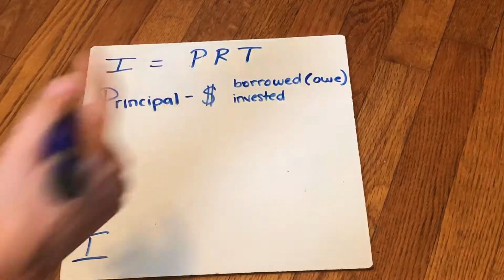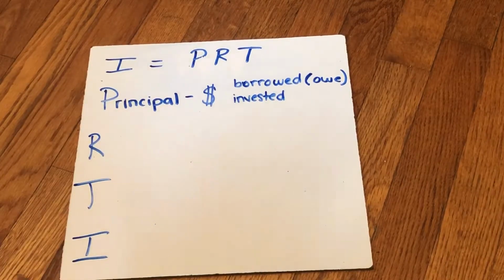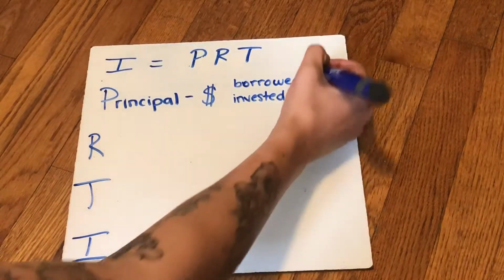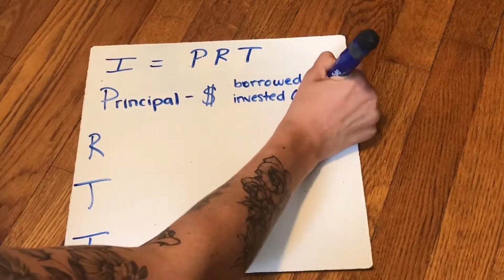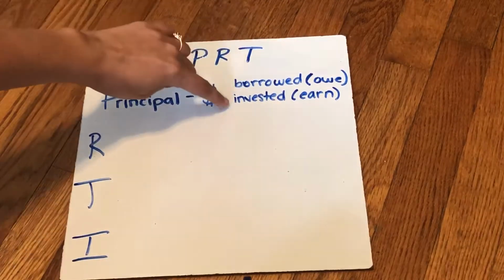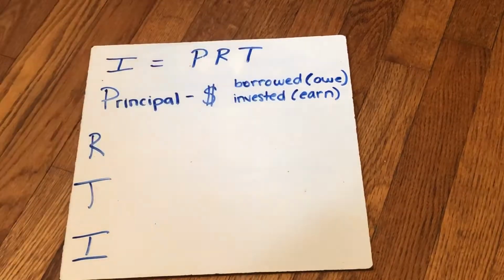Now, let's say you invest money. Let's say you just put $300 into a savings account. When you put that into the savings account, it's earning interest, and you will earn some money if you invest. So when you borrow money from the bank, you'll owe money. If you invest this money, you'll earn money.